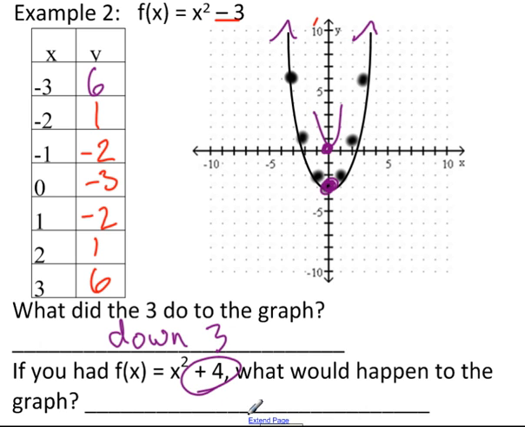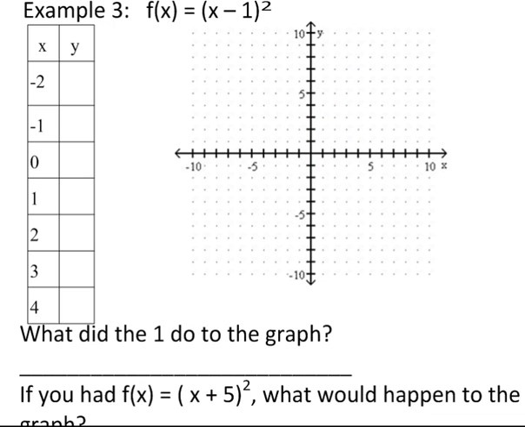So what do we think is going to happen if we have a plus 4 there? Well, instead of going down by 3, it's probably going to go up. By how much? By 4. So that number on the outside is just going to tell us up and down where it is that we need to be going. Here we got that negative 1.